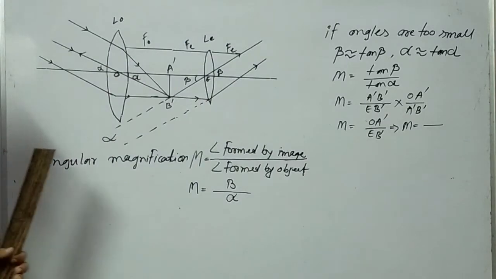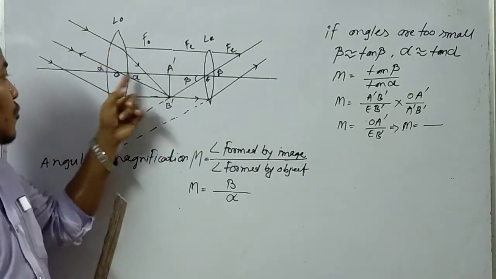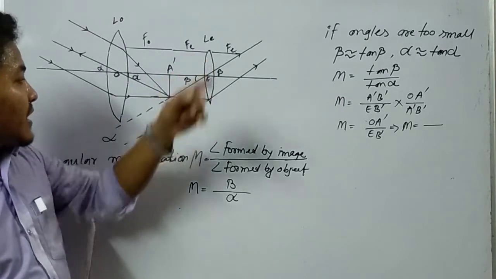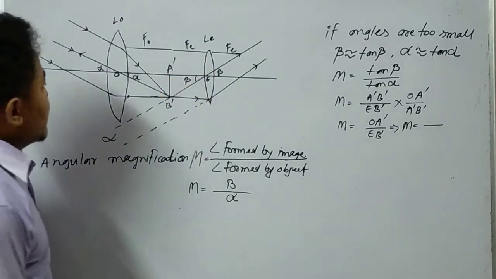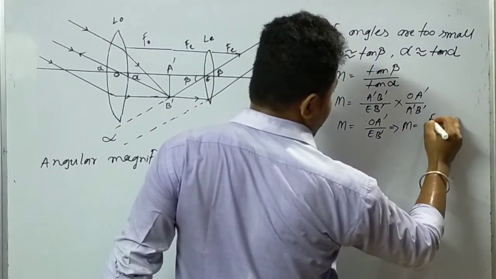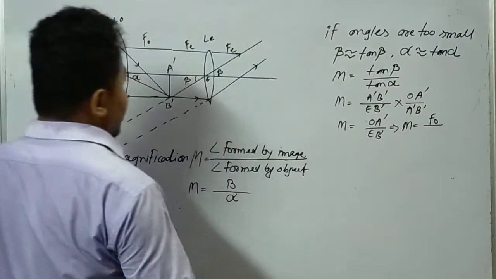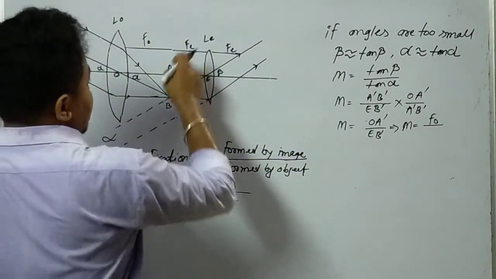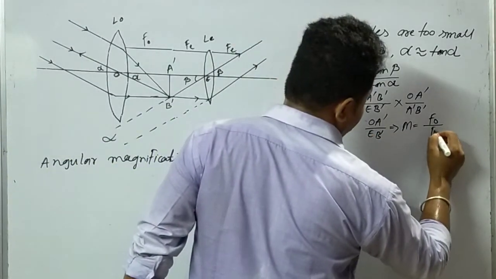Is that clear? This much is FO, so O A D S is FO, and E B dash is your FE. So I can write in the place of O A D S, FO, and in the place of E B dash, I'll write FE.